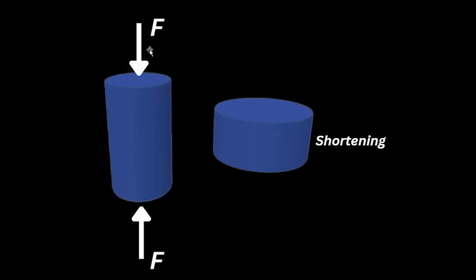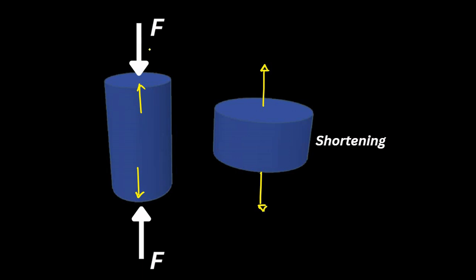Let's say the externally applied force is acting on the two ends of the body, in this case a cylinder or a rod, trying to shorten its length, to compress it. Okay, it is the opposite of tensile. Here length is getting shortened, length is getting decreased. So here the reaction force will be in the opposite direction, trying to restore the object to its original length. So here the externally applied force is trying to decrease the length of the body.